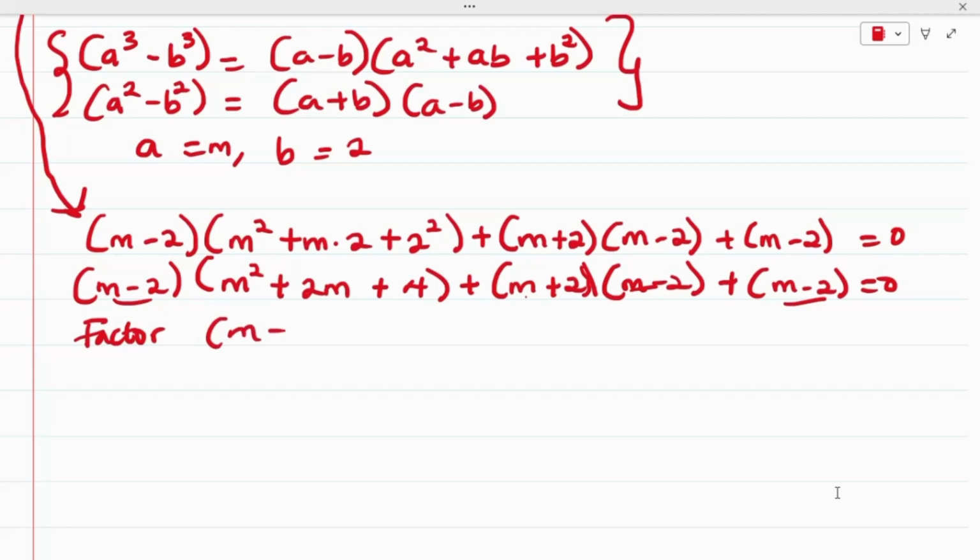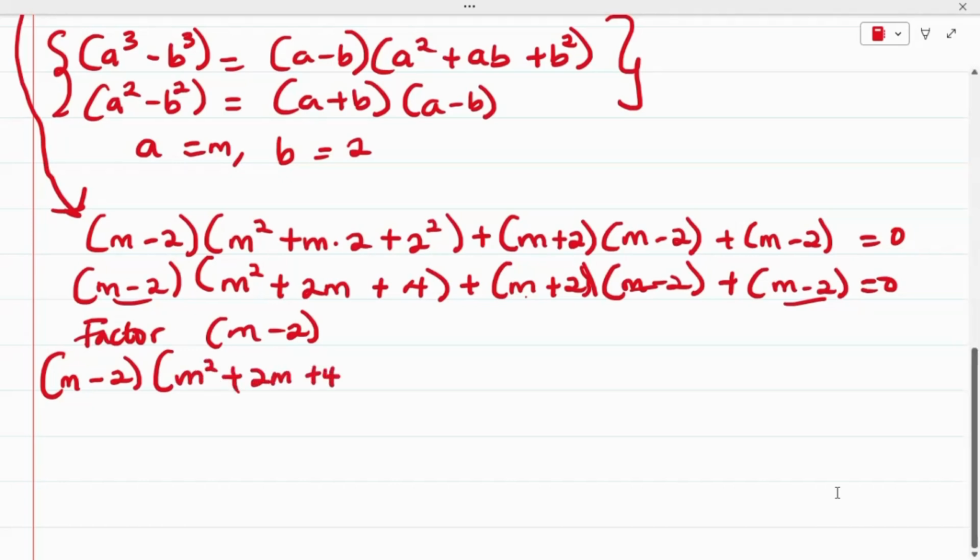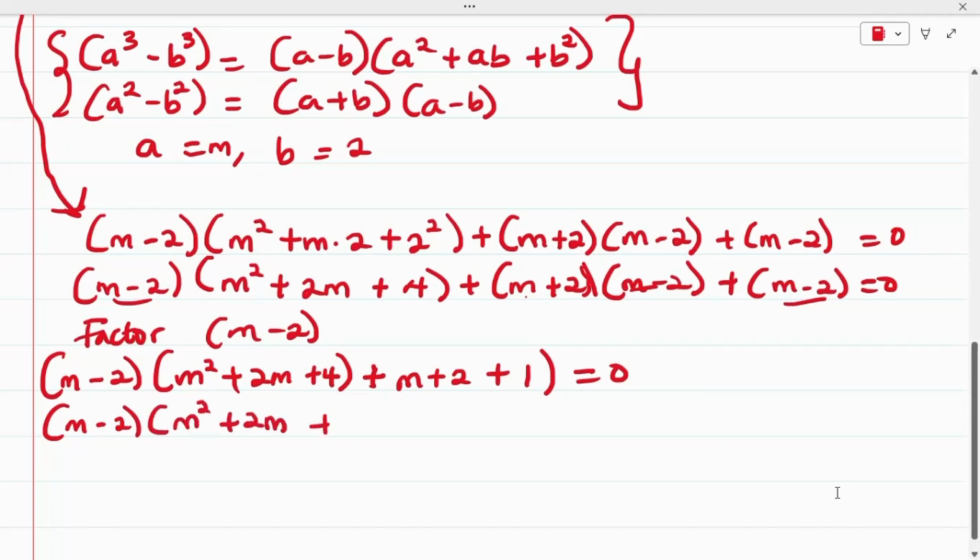So we have m minus 2 to be the common term, and if we factor out m minus 2, we have from the first part m squared plus 2m plus 4, plus, if you factor out m minus 2, we have m plus 2 left, plus if you factor out m minus 2, we have 1 left, and this equals 0. So we have m minus 2 into brackets m squared plus 2m plus 4 plus m plus 2 plus 1, and this equals 0.